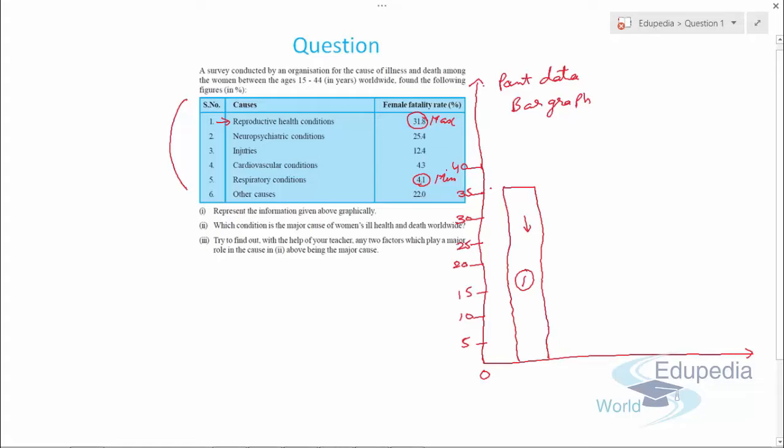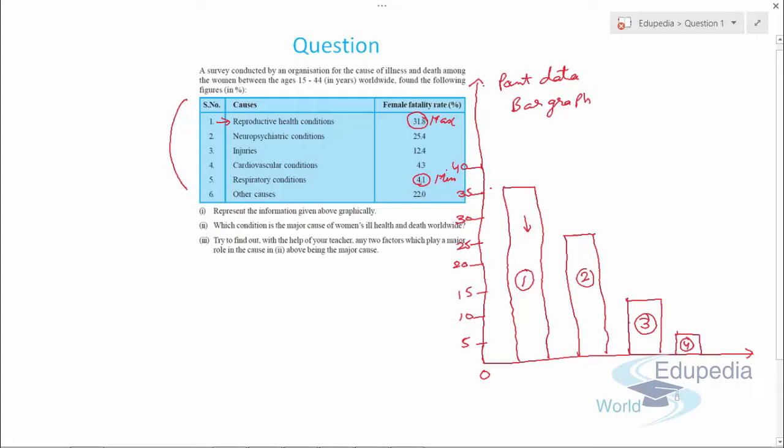Now the second is neuropsychiatric conditions, which is 25.4, so it will come over here if you can see properly. We can draw a graph like this. This will be number 2. Then we have injuries, which is 12.4, so this will come somewhere over here. This will be number 3. Then number 4 is cardiovascular conditions, which is 4.3, so this will come over here. We can draw it like this. This is number 4.